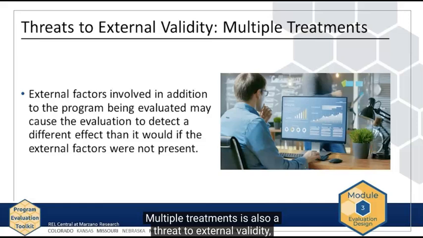Multiple treatments is also a threat to external validity, whereby external factors, in addition to the program, may cause the evaluation to detect a different effect than it would if the external factors were not present. For instance, perhaps AMP is being implemented in a district where a new math curriculum is also being implemented. In this example, AMP is the program being evaluated, and a new math curriculum is an external factor not associated with AMP. Thus, a combination of the middle school's efforts to implement AMP and the new math curriculum could lead to effects that are not reproducible by either treatment alone. If a school district implements AMP in the future, that district could see a much different effect, since they did not have the same external factors.